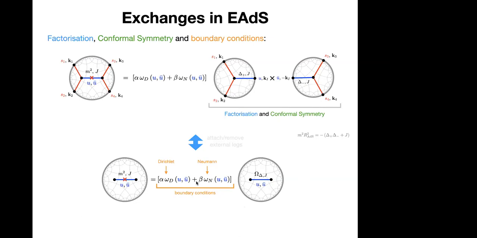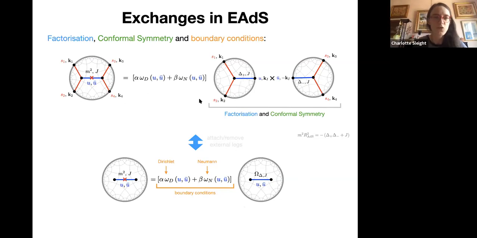Thank you. So this is the final form for the on-shell exchange, which we fix by a combination of factorization, conformal symmetry, and boundary conditions. And these are quite straightforward to implement in this framework. So it just amounted to gluing together these basic building blocks in a consistent fashion.